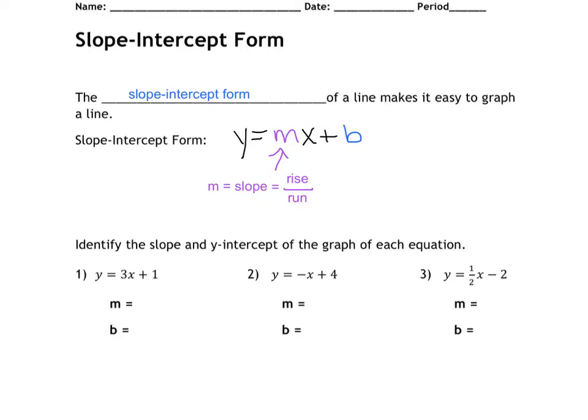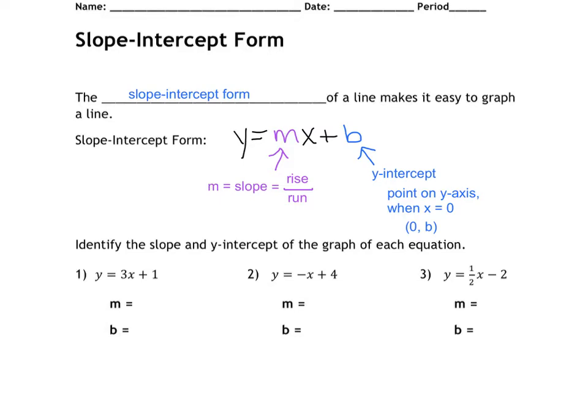Your b is equal to your y-intercept. And your y-intercept is the point on the y-axis when x is equal to 0. So your coordinate will look like (0, b), and b stands for your y-intercept.